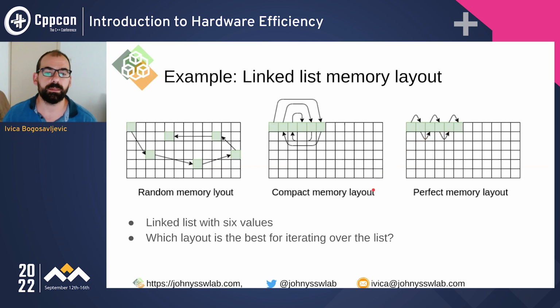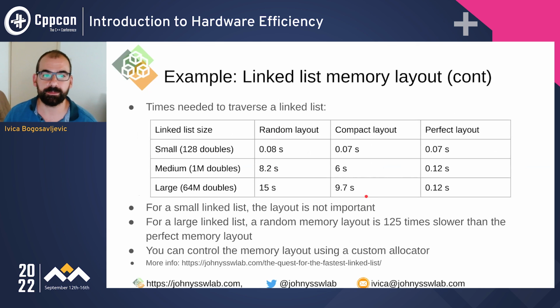Now, the question is which layout is best if we are iterating over the linked list? Here we have the numbers. You have 3 linked list sizes: small, medium, and large. Small has 128 doubles, medium has 1 million doubles, and large has 64 million doubles. And we have 3 layouts: random, compact, and perfect. So you see the runtimes. For the small linked list, all three layouts are pretty much the same in terms of performance.